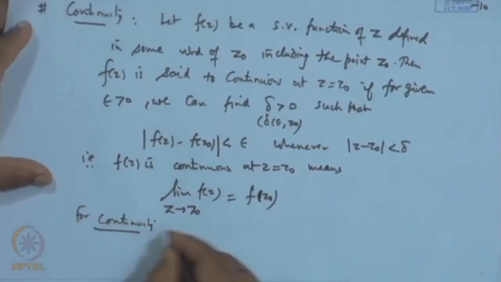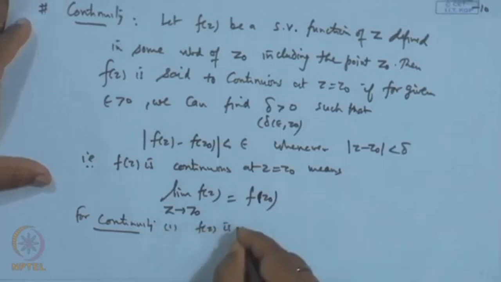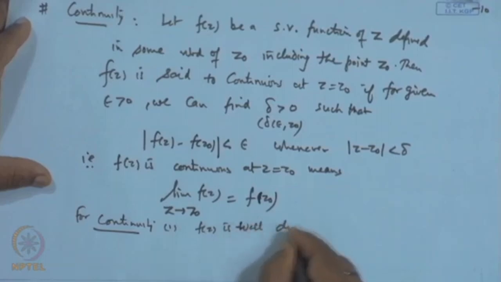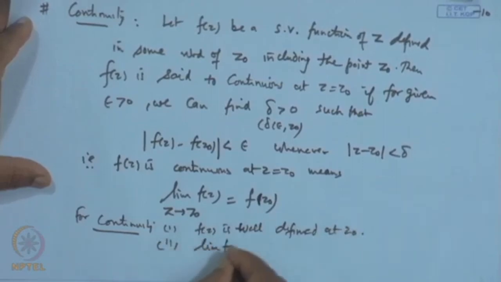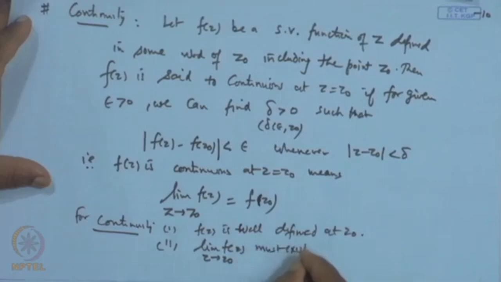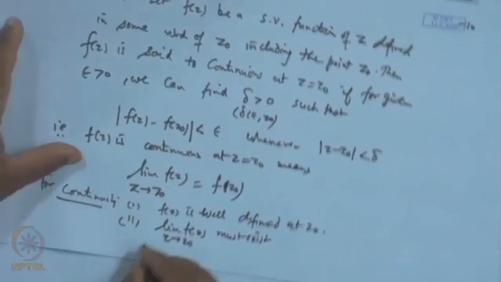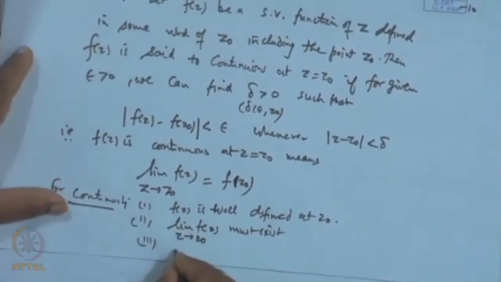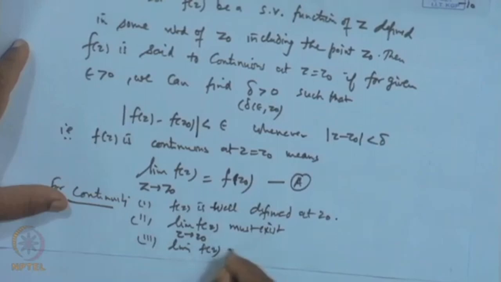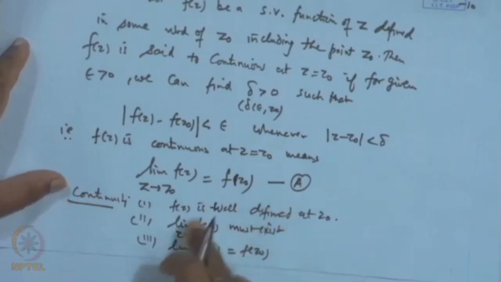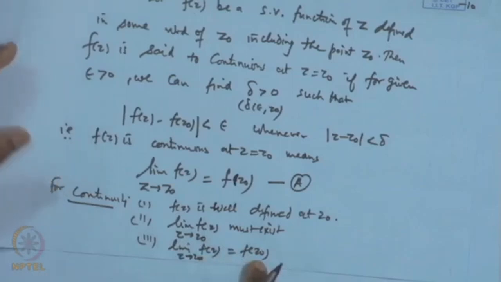For continuity, three things are essential. Number one, the function f(z) is to be well defined at the point z naught. Second, the limit of the function f(z) when z approaches z naught must exist. And third, both should be equal: the limit of f(z) must be equal to f(z naught) when z tends to z naught. So, if suppose the first two are satisfied but the third does not hold, then the point is said to be a removable discontinuity point.